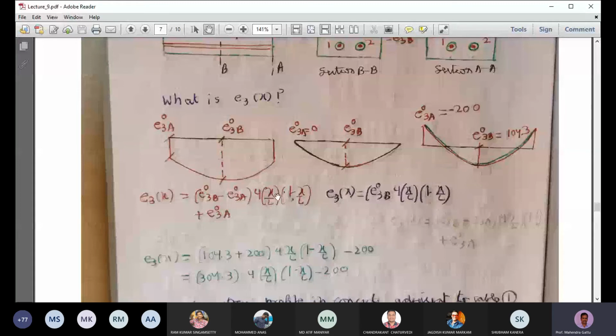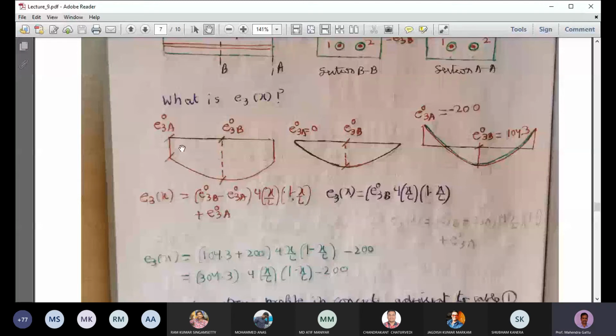So at x is equal to 0, it will be E03a. At x is equal to L, also 1 by x minus x by L will go to 0, so again it will be E03a. And at the center, you will have 4 into 1 by 2 into 1 minus 1 by 2, that is 4 into 1 by 2 into 1 by 2, which is 1. And we will be left with E03b minus E03a plus E03a, so we can cancel it, we will get E03b. So the boundary conditions are matching.